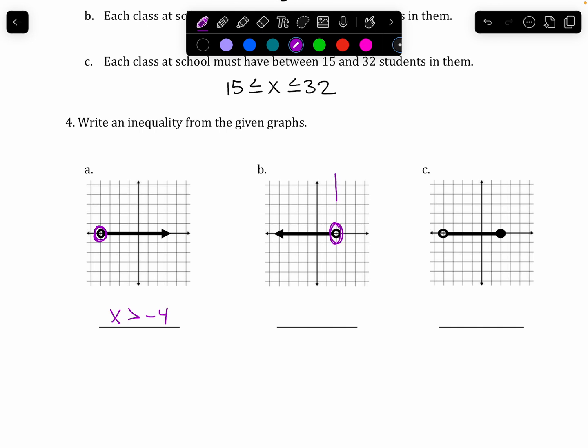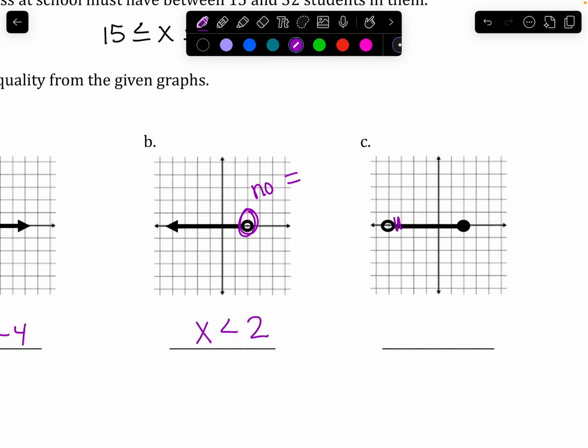Looking at letter B, I have another open circle here, and my X values start there. That is a +2, but then they're shaded that way. Well, all of those, that direction from +2 are values that are smaller than 2. So this is going to be X is less than 2, okay? Again, I'm not going to have an equal sign on my inequality symbol because I have an open circle there. Open circle, no equal, no equal.